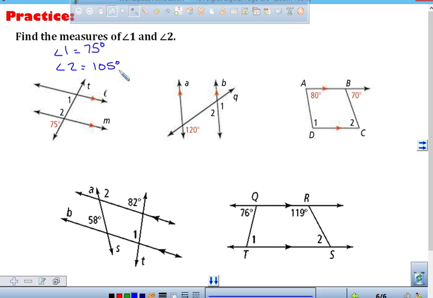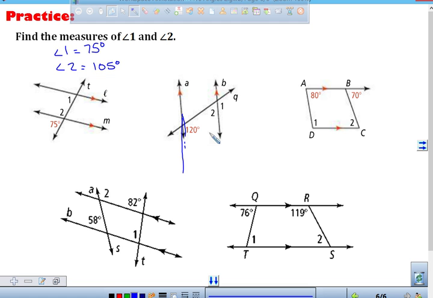Okay, next figure. Angle 1 and 120 degrees are what kind of angles? Tim? Okay, 120 and angle 1. What kind of angles? What's the name? Close. This is interior because if I extend this, it's still inside the parallel.